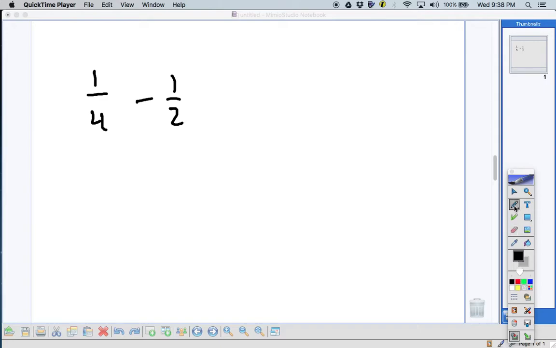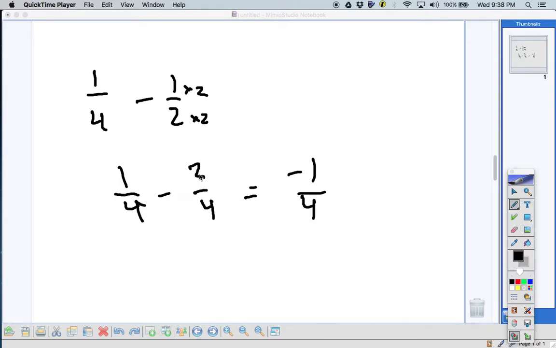Okay, so like I was saying, we got to find that common denominator. I can make 2 and a 4 by multiplying by 2, so we're going to multiply both top and bottom here by 2. So I now have 1/4 minus 2/4. Okay, and when you do that, the denominator stays the same, which is 4. And now we go 1 minus 2 is negative 1. So this 1/4 minus 2/4 is equal to negative 1/4.